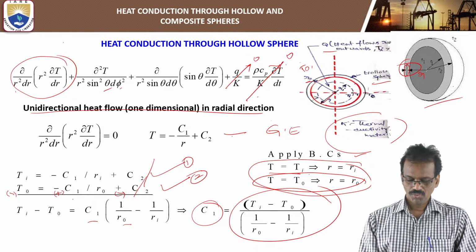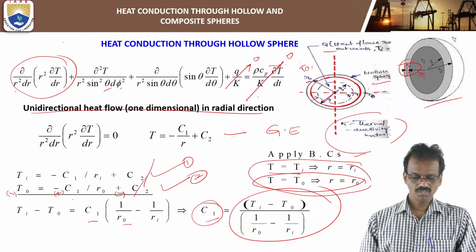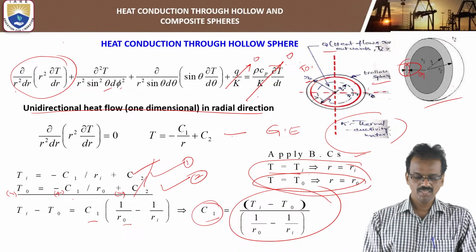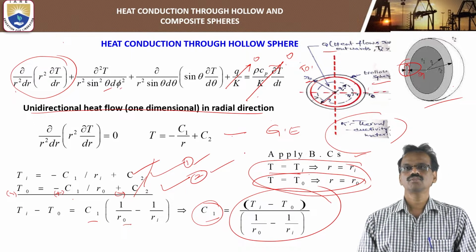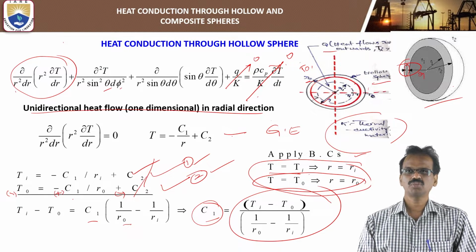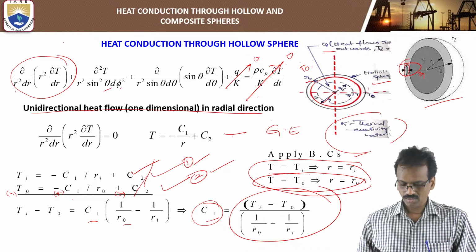Then by using the C1 value, you can find out the C2 value. If you substitute the C1 value in any equation, equation 1 or equation 2, you will get the C2 value. After finding C1 and C2, you can substitute these C1 and C2 values in T. You will get the T value.